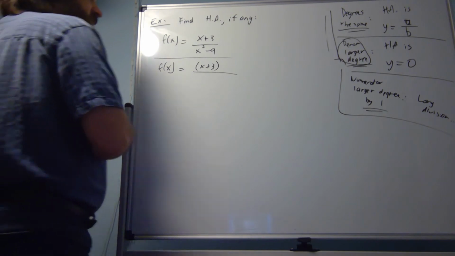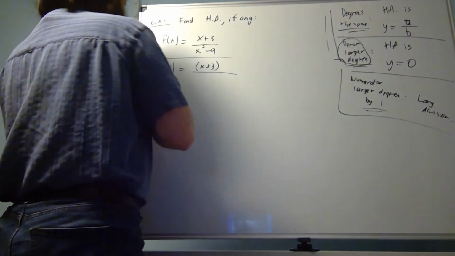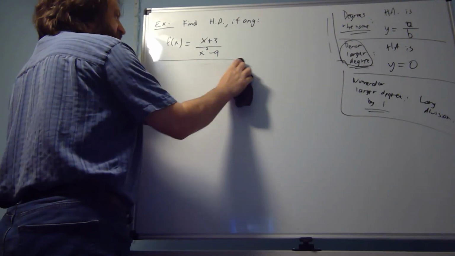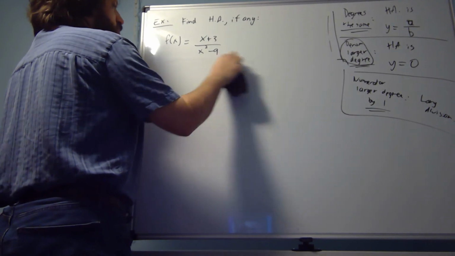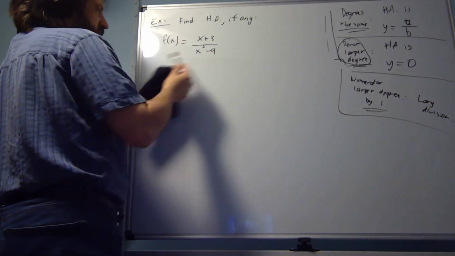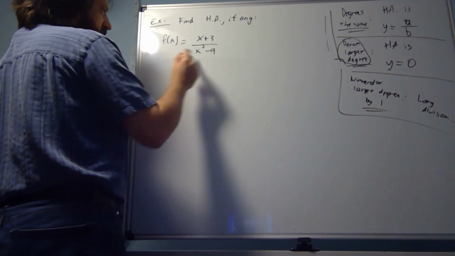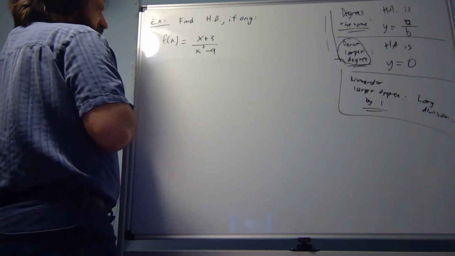No, we don't necessarily have to factor this because with horizontal asymptotes, we can get right to it. So what happens? The denominator is winning. The denominator is a whole order of magnitude bigger.